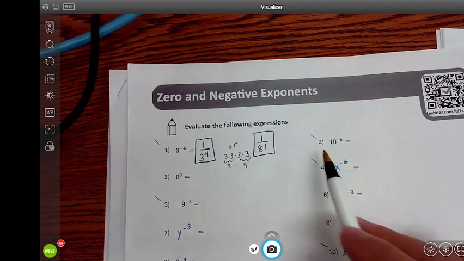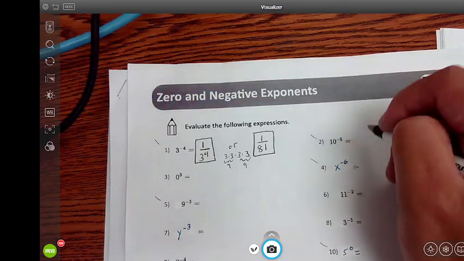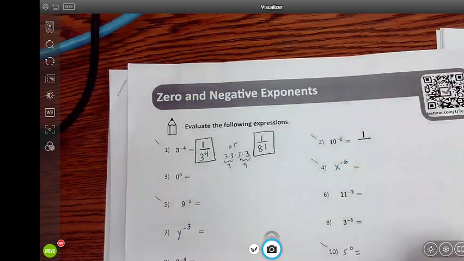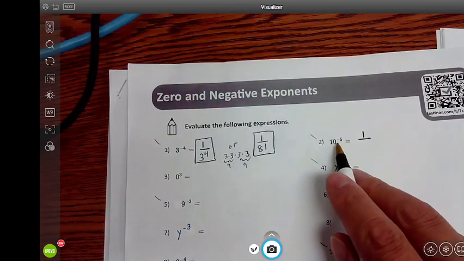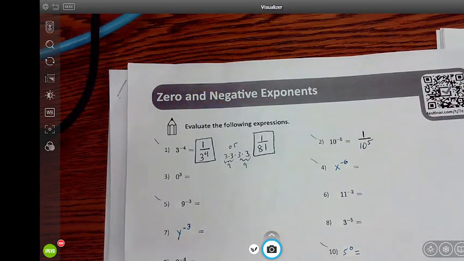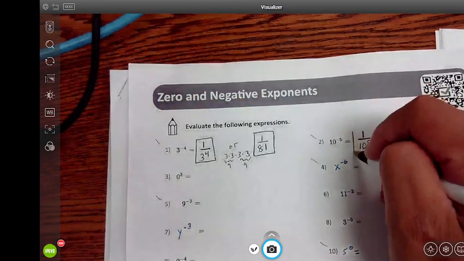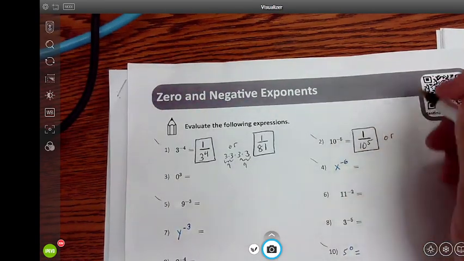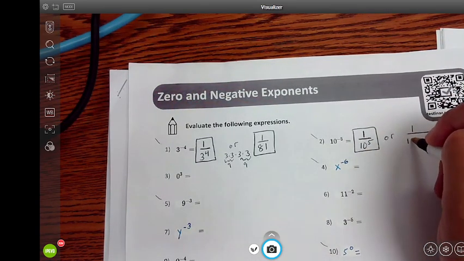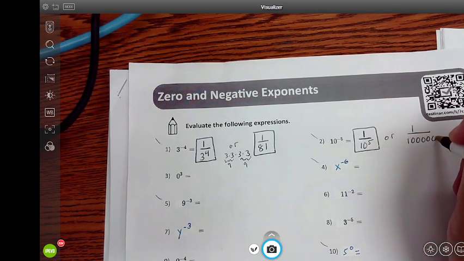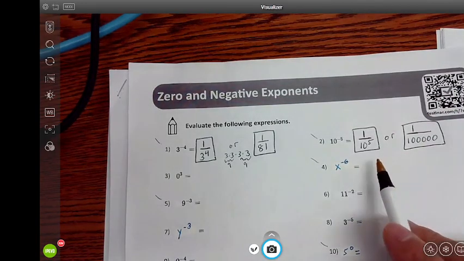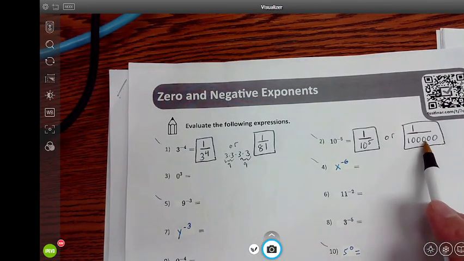For number 2, negative exponent, we're going to rewrite that as a fraction. A 1 goes in the numerator. 10 to the negative 5 is going to come to the denominator and become 10 to the positive 5. You can leave the answer as this, or you can write it as 1 over, and 10 to the 5th is a 1 with 5 zeros. You could also write it as 10 times 10 times 10 times 10 times 10. It's going to have 5 zeros in it.